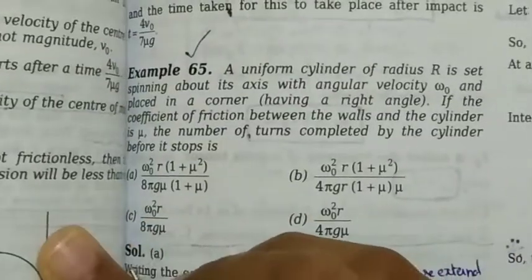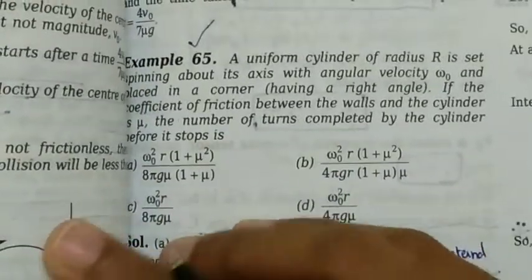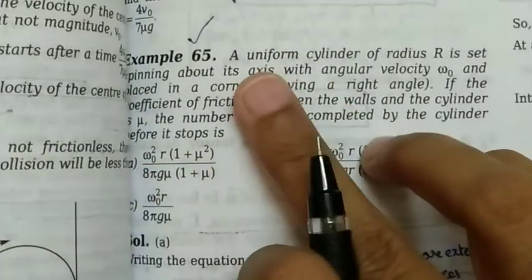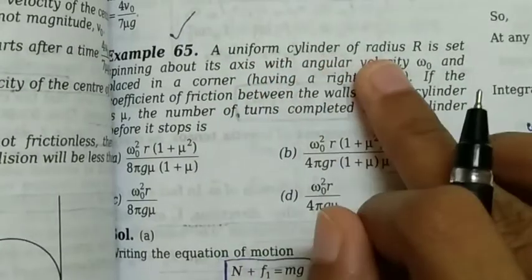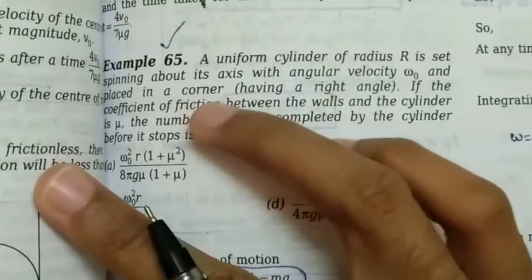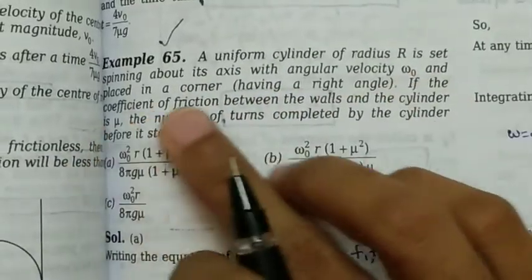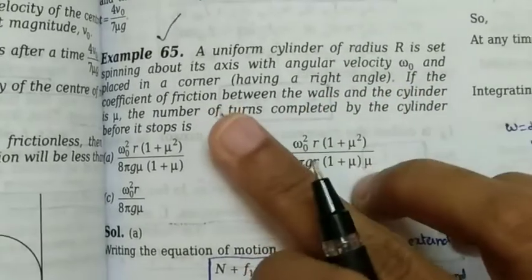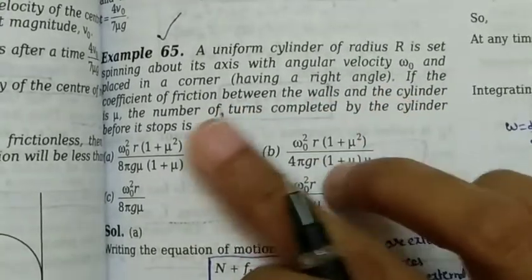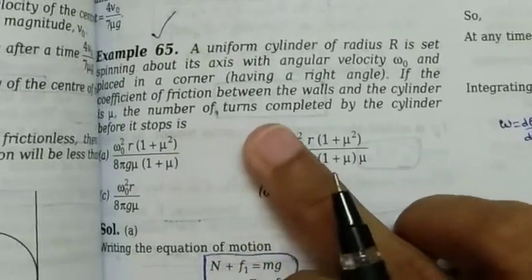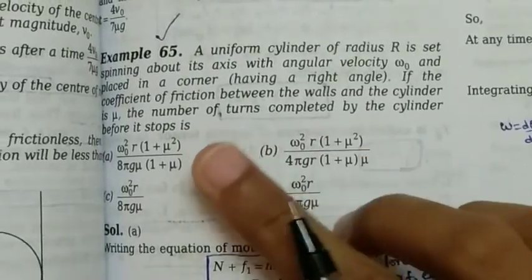So let's see another problem in classical mechanics. A uniform cylinder of radius r is set spinning about its axis with angular velocity omega naught and placed in a corner having a right angle. If the coefficient of friction between the walls and the cylinder is mu, the number of turns completed by the cylinder before it stops is.